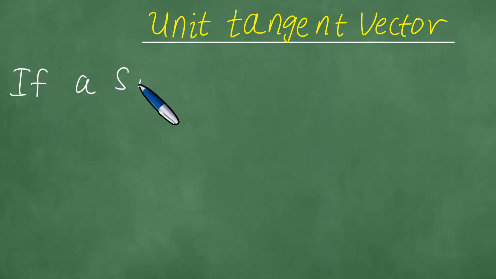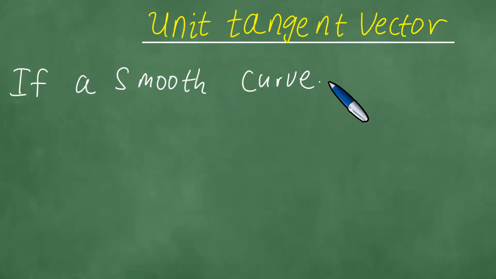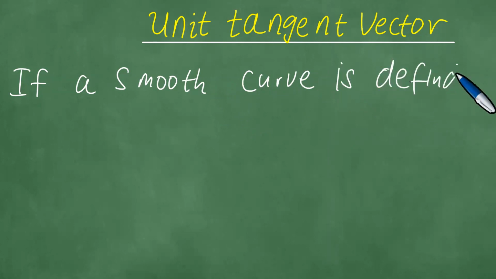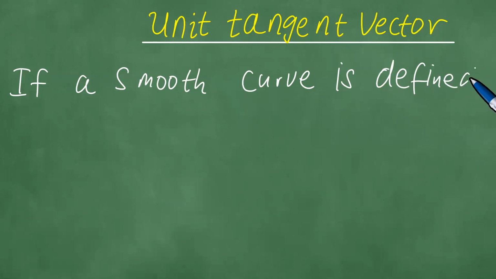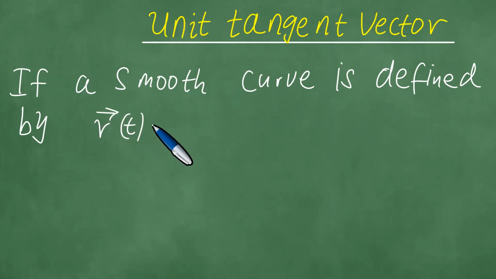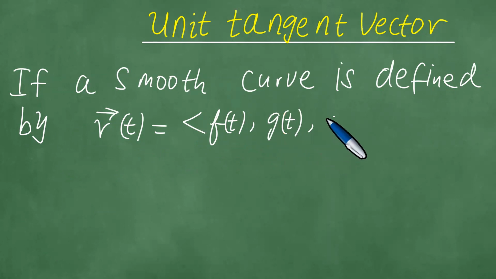if a smooth curve is defined by, right, you can define it as the vector r of t, which equals f of t, g of t, and h of t is the third component.